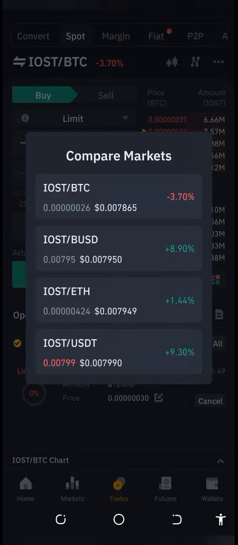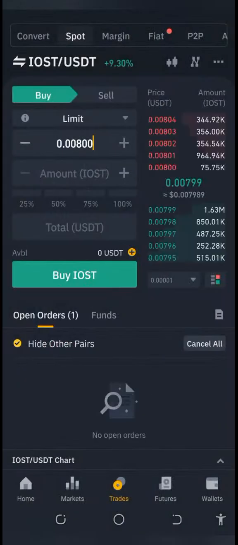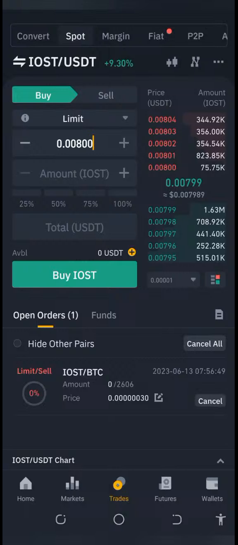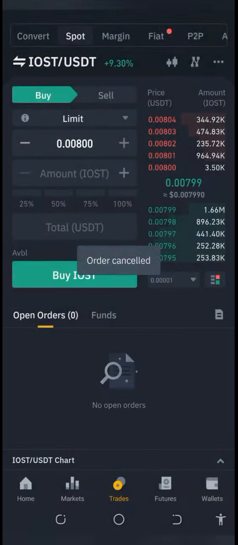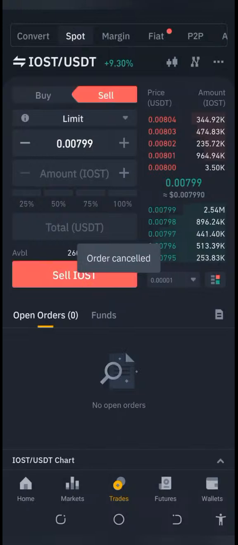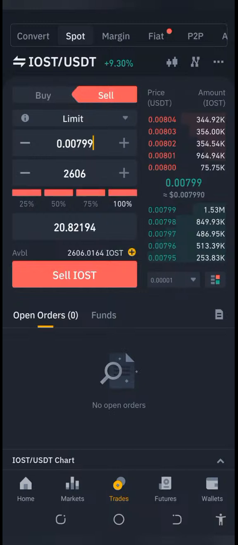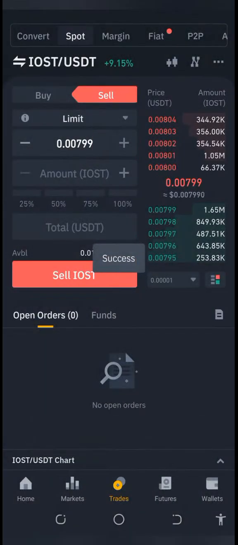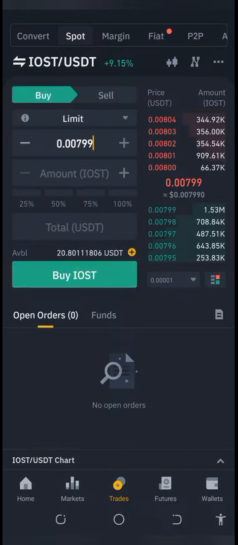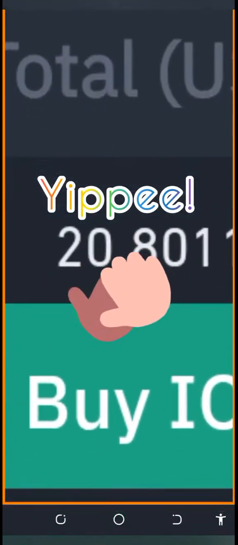Wow. You can see that the price IOST USDT is the highest. So I'm going to have to do this quickly, before it begins to depreciate. Let's cancel this, and let's see if we can actually sell and see what we can get. Let me see. Wow, this is great. Let's go ahead and sell. Wow, did I get it sold? Did I get it sold? Yippee, we got it sold.